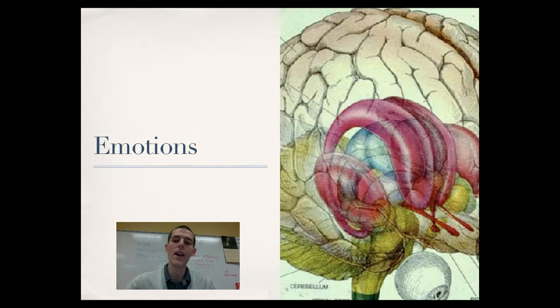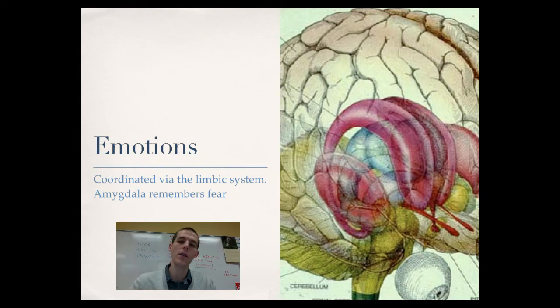Last slide for the day. You got emotions. Now, the emotions are coordinated through a group of brain sections collectively known as the limbic system. You can see right there on the picture on the right, the limbic system is all the stuff that is highlighted. So there are several things that work together in the production and memory of emotions. One thing specifically to remember is the amygdala. And the amygdala is one of the things that tags emotion to memory.